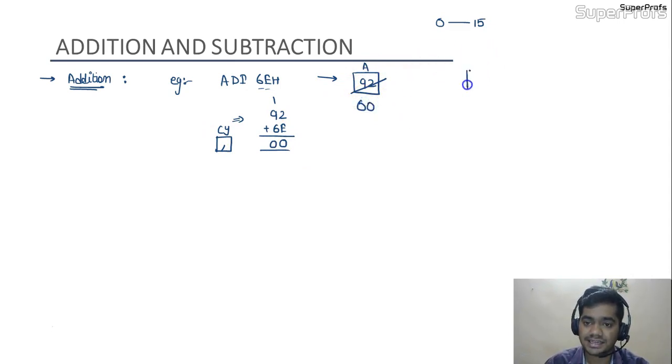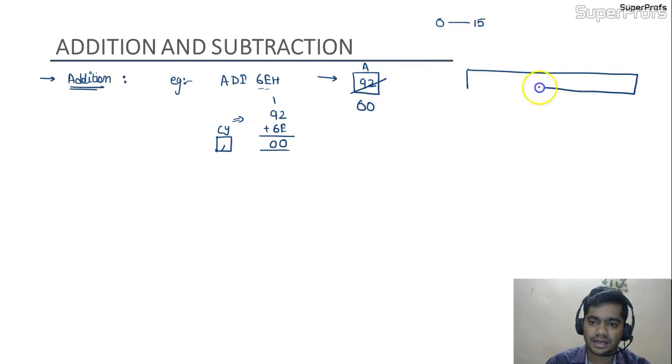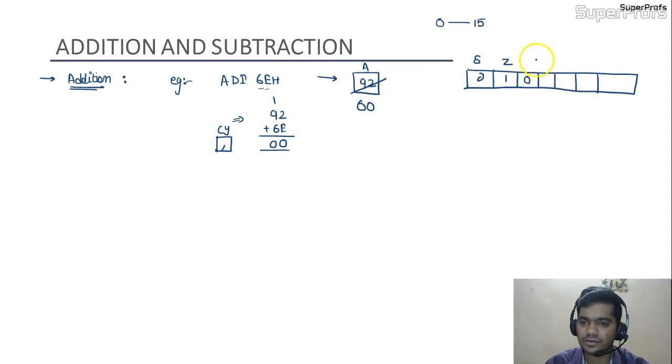And what would be the status of flag, students? The most important thing in the arithmetic operations is the status of flag. So sign flag, as this result is positive, the sign flag would be 0. Zero flag, as the result is 0, the zero flag would be in set condition. Okay, and as this is don't care, we can take 0 here.